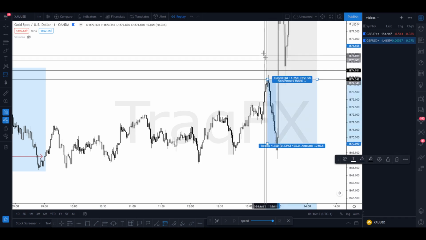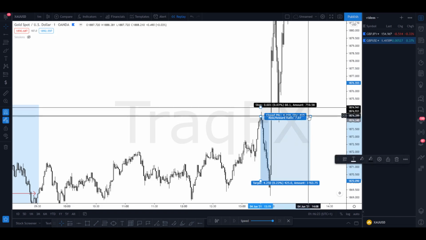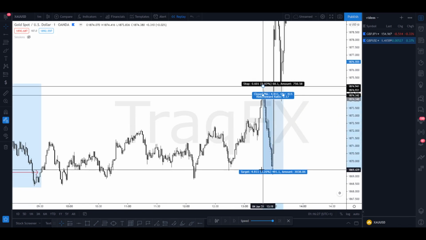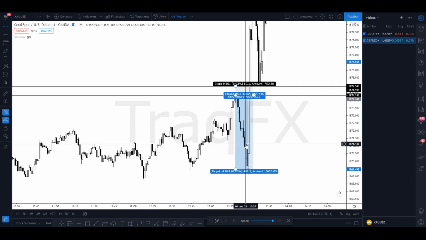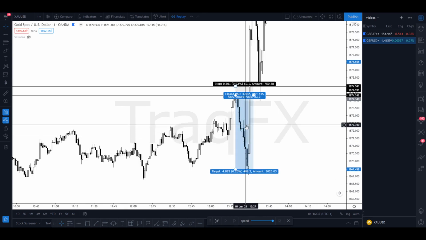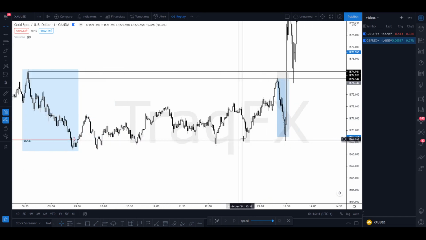I'll show you guys the before just now. Right, this is the before, or this is my entry, not the before. 6 pip stop loss with a nice 48 pip TP, right? So look at that. Look how clean that is. You're risking 6 pips to make 48 pips, which is crazy, right? Yeah, that's 48 with the 6 pip. So that's crazy, right? That's generally how scalping works.